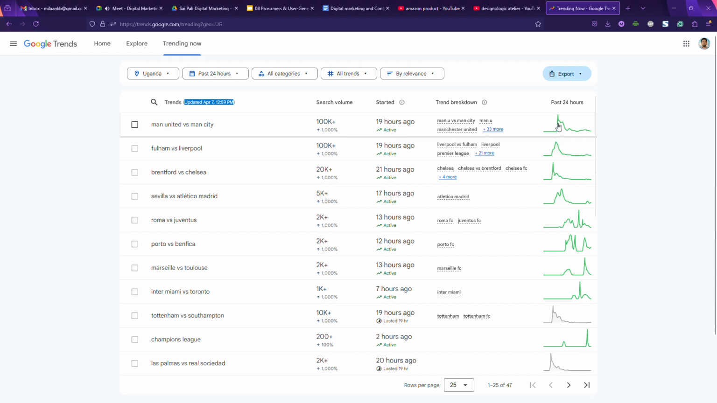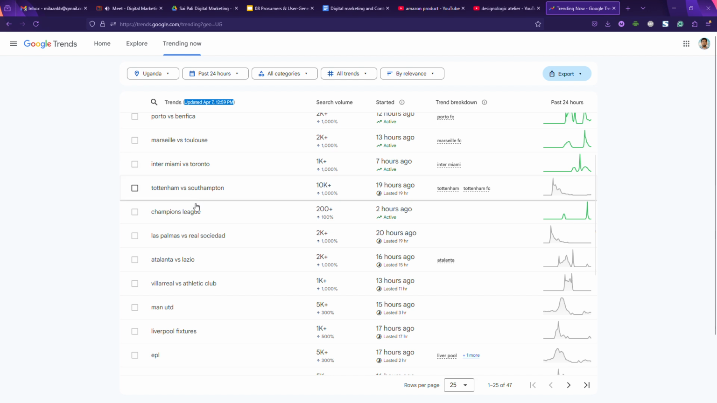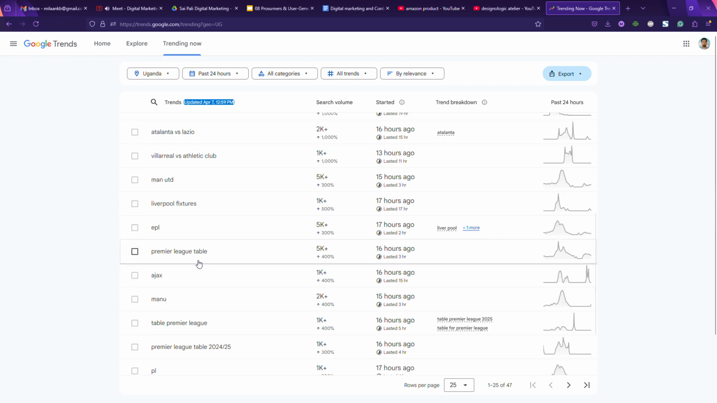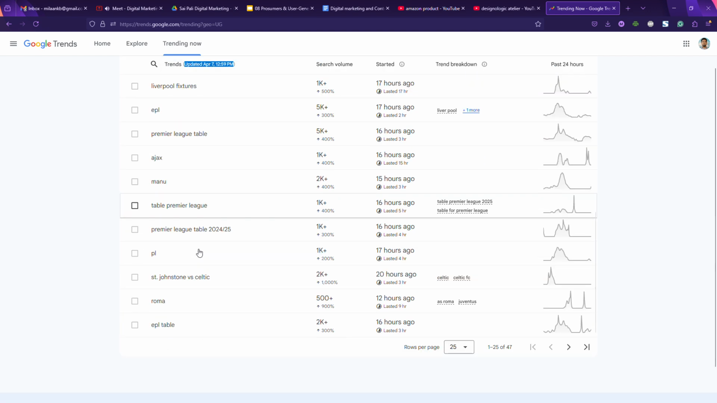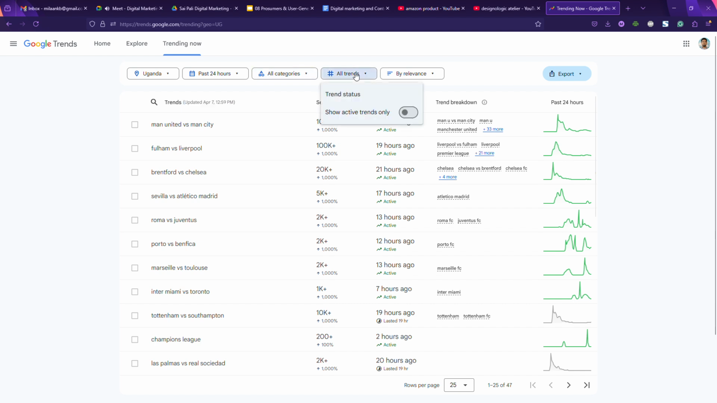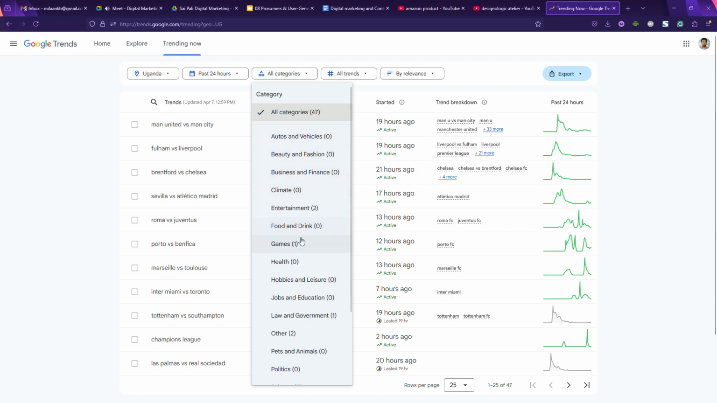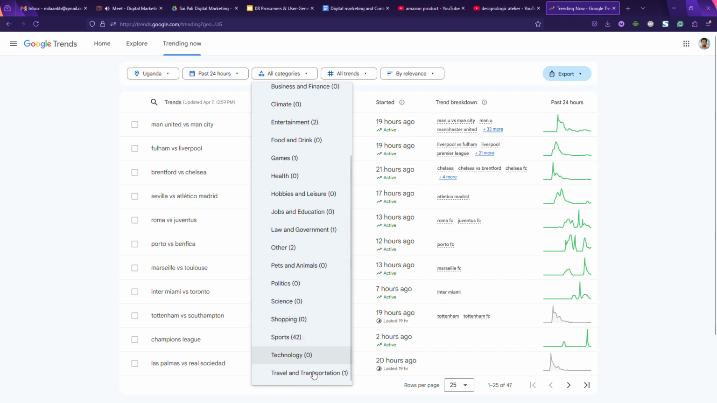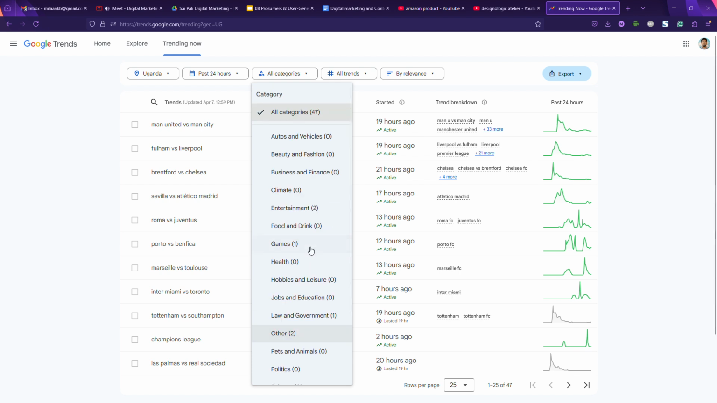So in the past 24 hours, you see there's a peak. Fulham versus Liverpool, Brentford, Chelsea. It's all about football. So you also get to know that Uganda is a fan of football, the Premier League table. So there is mostly sports. If we want to go with proper hashtag trends, we can go with these categories also. There are games that they're talking about, law and government, technology, sports. 42 on sports.